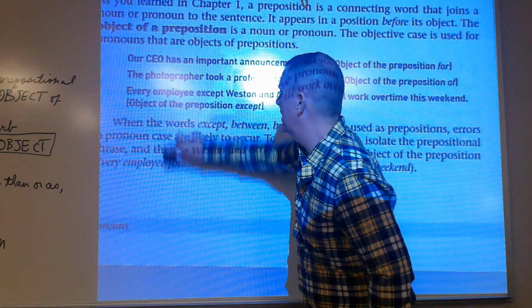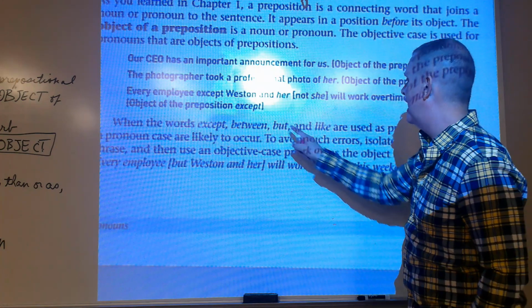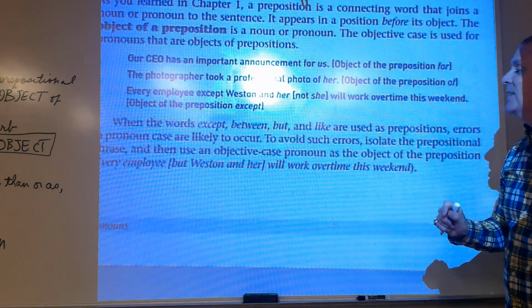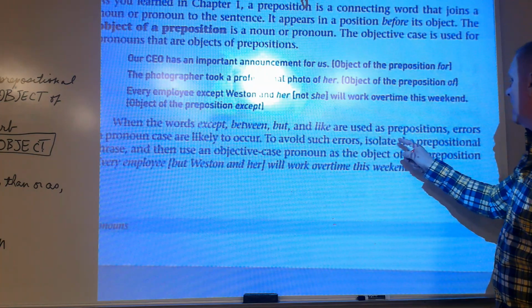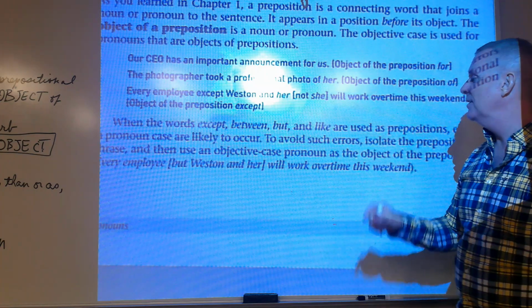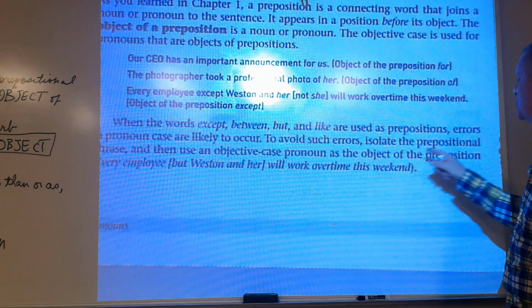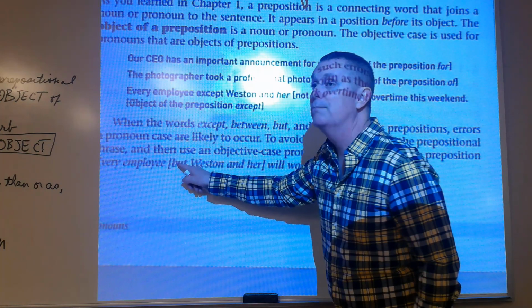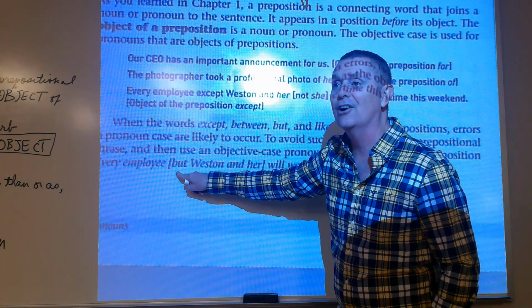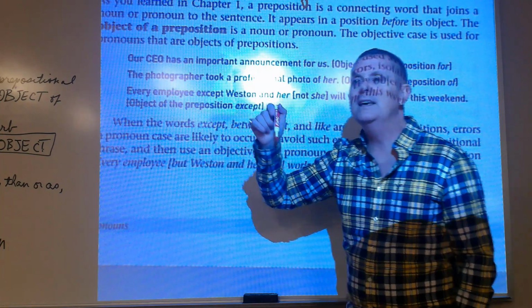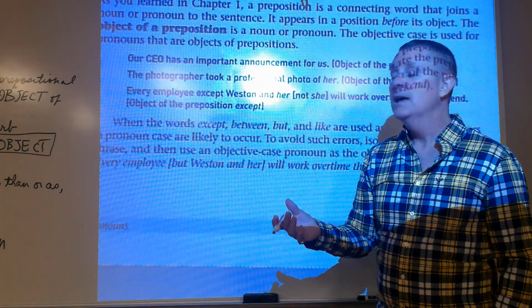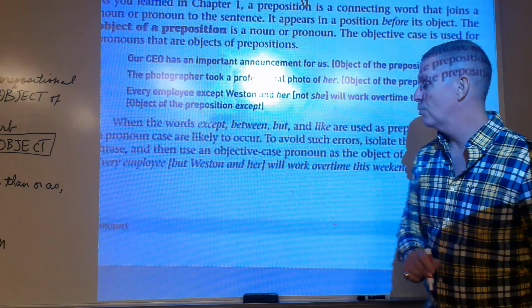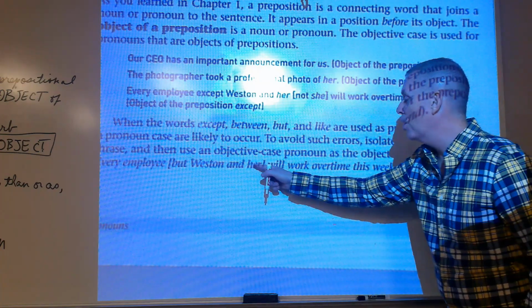It goes on to say here, when the words except, between, but, and like are used as prepositions, errors in the pronoun case are likely to occur. To avoid such errors, isolate the prepositional phrase and then use an objective case pronoun as the object of the preposition. Every employee but Weston and her. See, the word but is not a coordinating conjunction right there. The word but would join maybe a couple of nouns, possibly, but in this case it links it to an object, so use an objective case pronoun: me, us, you, him, her, it, them.